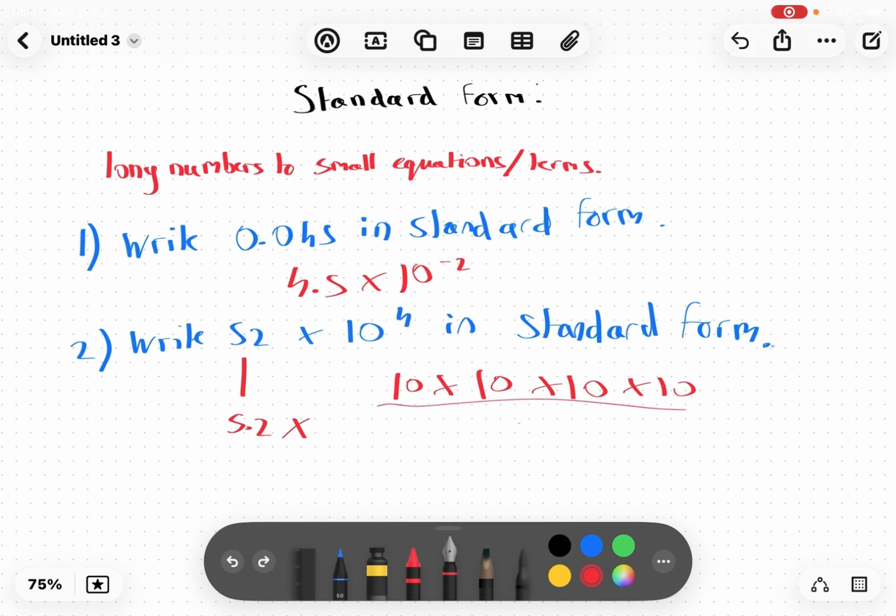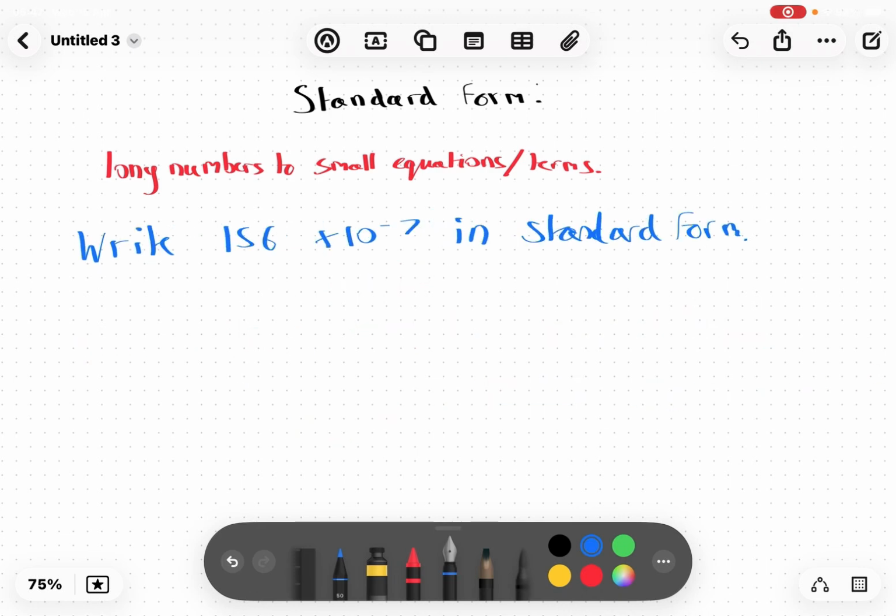So if we add another 10, because we divided by 10 here, we have to multiply here. It will just equal 10 to the power of 5. So 10 to the power of 5. It's very simple. Now over here we have another trick question.